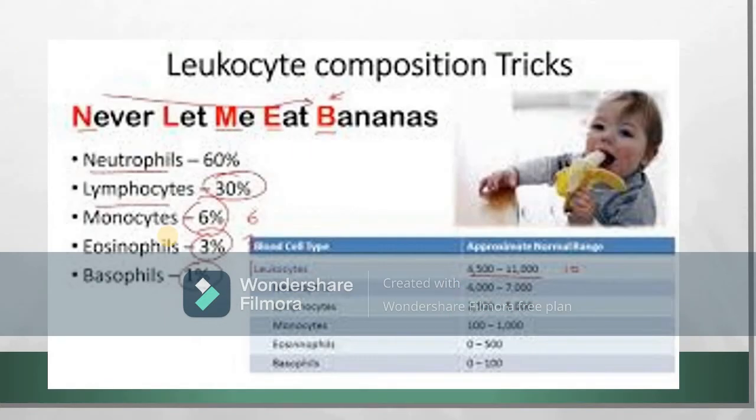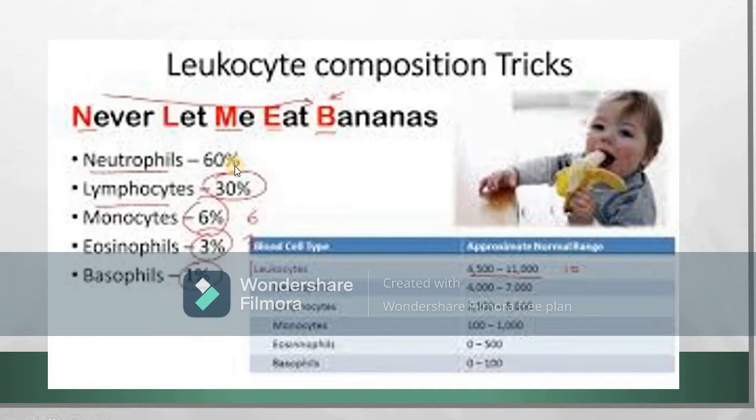Next thing is about the leukocytes. What is the main composition, what is it actually made up of? It is made up of 5 different components: neutrophils, lymphocytes, monocytes, eosinophils, and basophils. To remember the names of all these, we learn this statement: never let me eat bananas. N for neutrophils, L for lymphocytes, M for monocytes, E for eosinophils, and B for basophils.